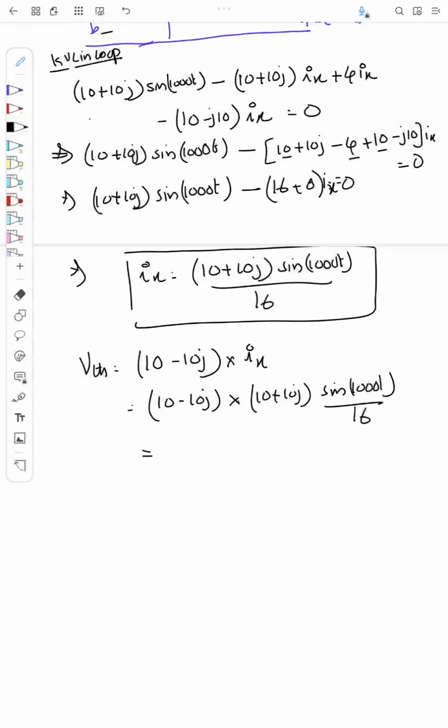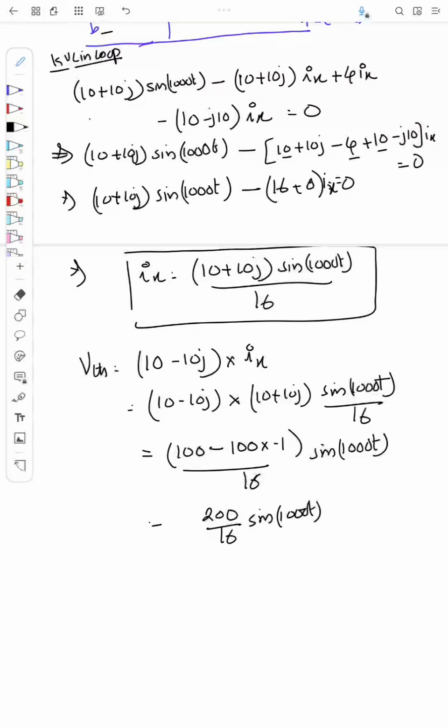So (10 minus 10J) into (10 plus 10J) is (a minus b) into (a plus b), so a square minus b square. So 100 minus 100 into minus 1, J square is actually minus 1, right? By 16 sine 1000t. So this is actually 200 by 16 into sine 1000t, right?